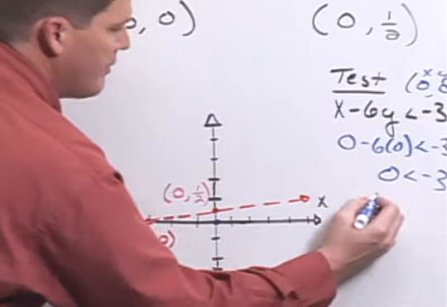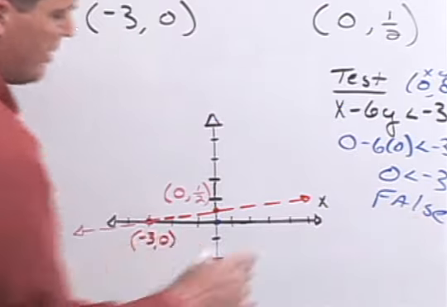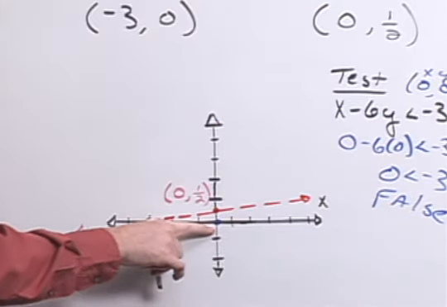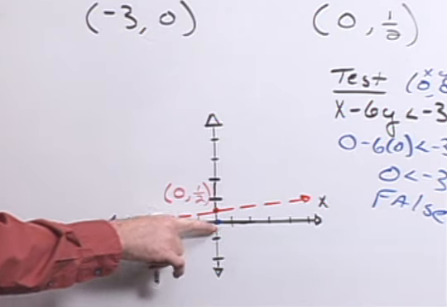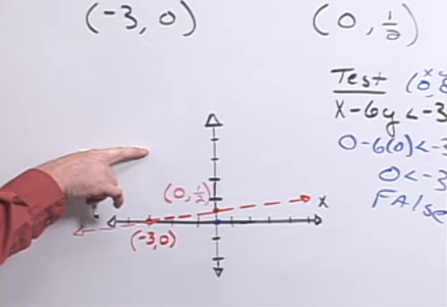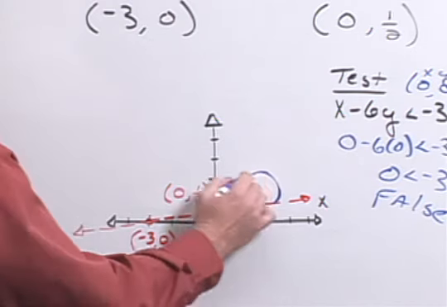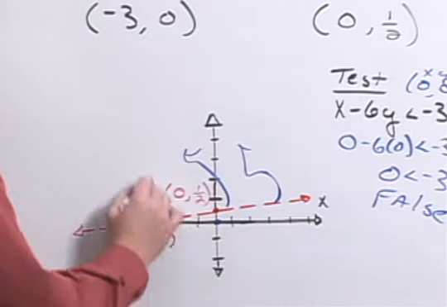does that in fact is less than -3? 0 less than -3. Well, that's a false statement. So I know that the origin right there is not one of my solution sets. If that's not a solution, then my solutions must lie on this side of the boundary line. So I would shade up in this case.